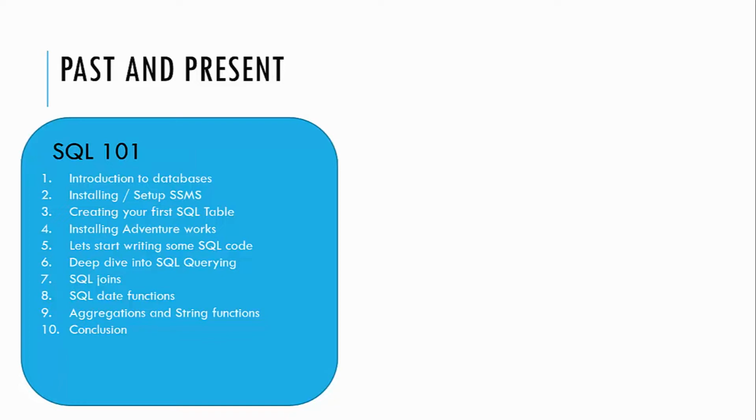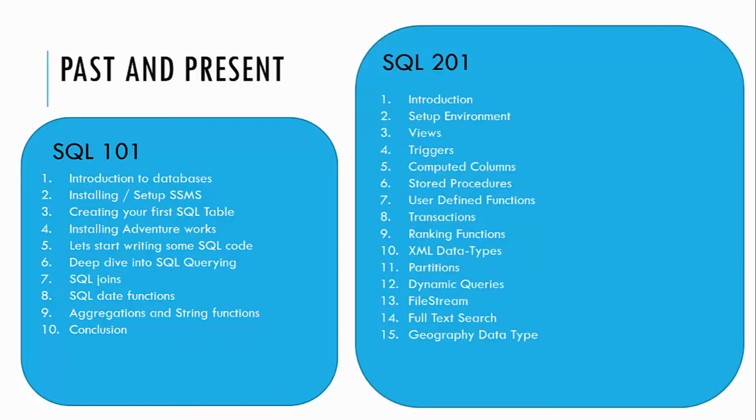This course, I like to call it SQL 201, is a little bit advanced. What we'll do is we will take all the concepts that we learned in SQL 101 and try to add more concepts to it. We will look at what are views, what are triggers, computed columns, and so on and so forth.